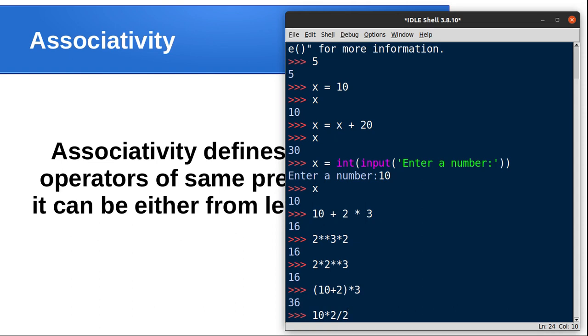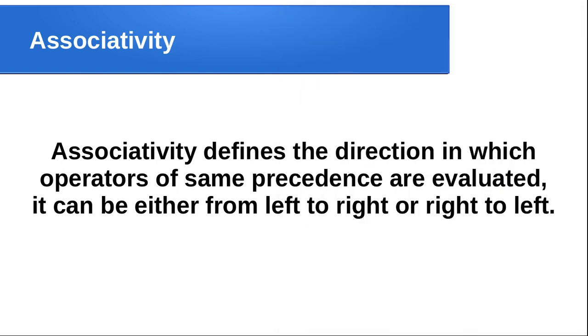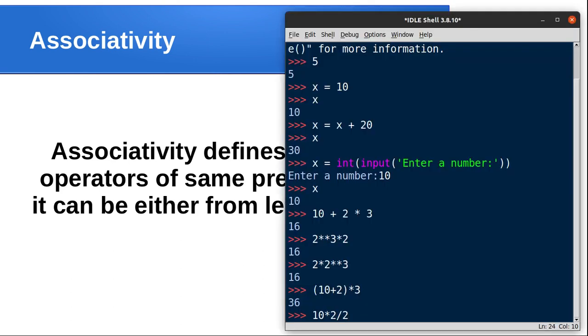So what is meant by associativity? Associativity defines the direction in which the operators of the same precedence are evaluated. It can be either from left to right or right to left. We check associativity when the operators have the same precedence. Okay, consider this example: 10 into 2 divided by 2. Here multiplication and division have the same priority.